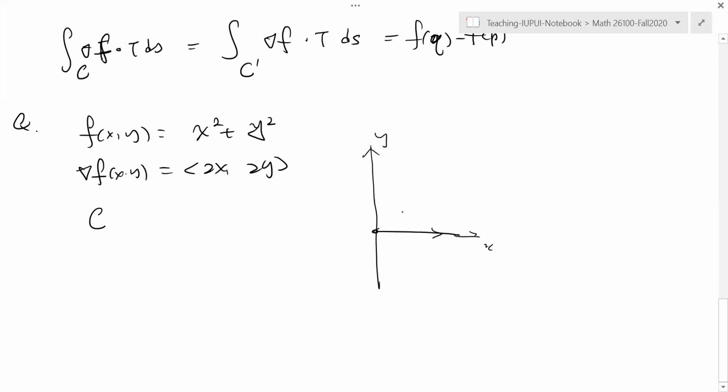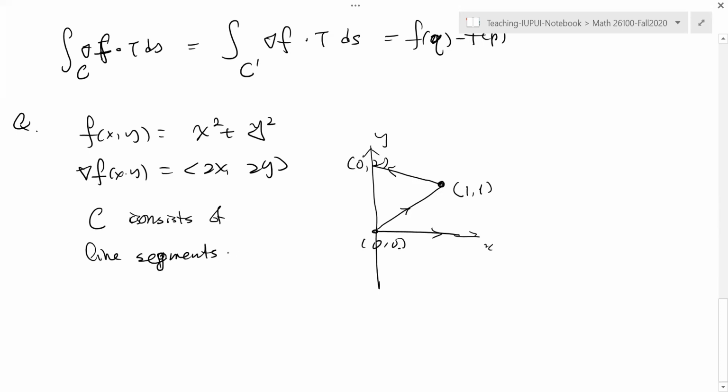So what I'm going to do is, curve C consists of these points. It's (1, 1), here's (0, 2), and (0, 0). This is curve C. Curve C consists of a line segment from this point to (1, 1), then to (0, 2).